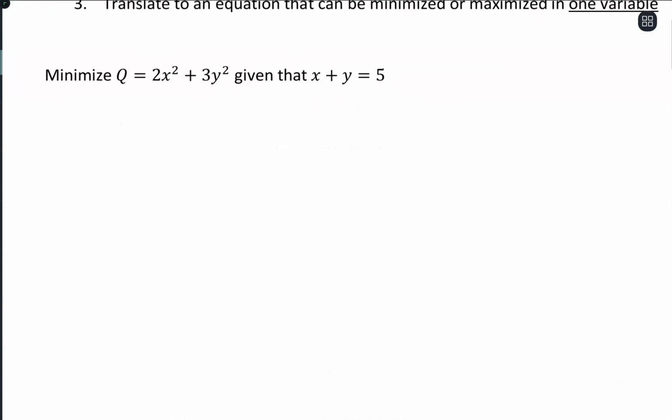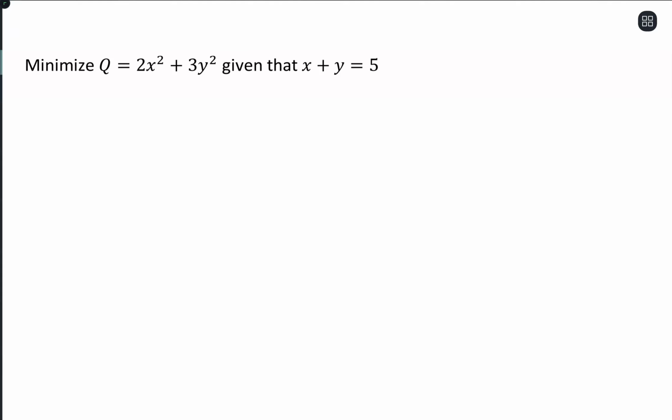So this first one here, we want to minimize q equals 2x squared plus 3y squared, given that x plus y equals 5. With this, something I want to think about in terms of what I want to minimize or maximize, that's what I want to end up taking the derivative of. So I'm going to want to evaluate the derivative of q, and specifically the critical points for that. So where is q prime equal to 0? And then I'll see that those are making a minimum.